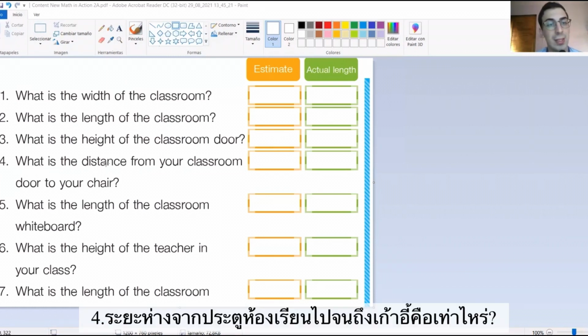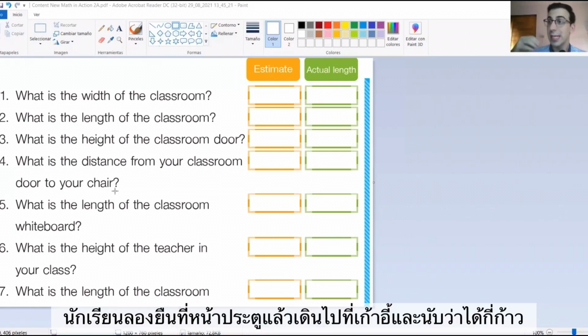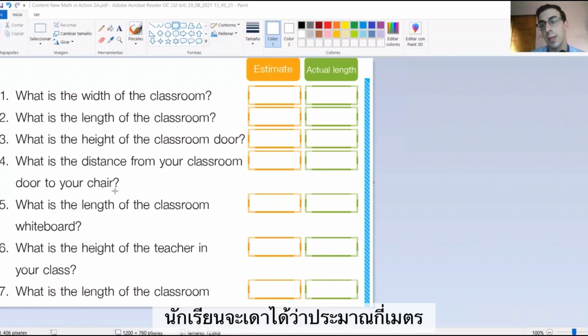Number 4, what is the distance from your classroom door to your chair? Try to put yourself at the classroom door, and how many steps should you take to get to your chair? So you can guess, estimate how many meters are from the door to the chair.